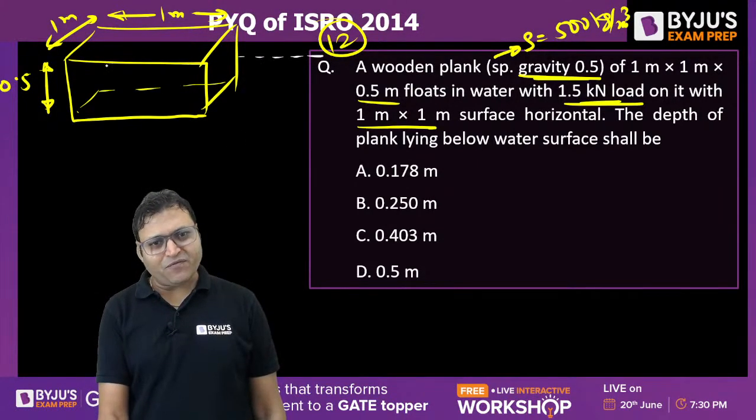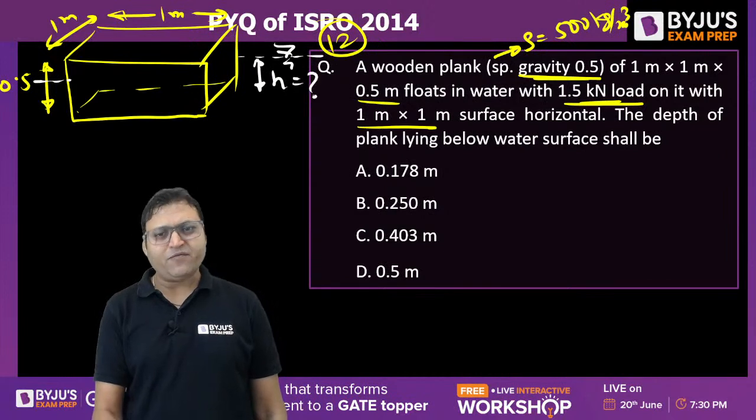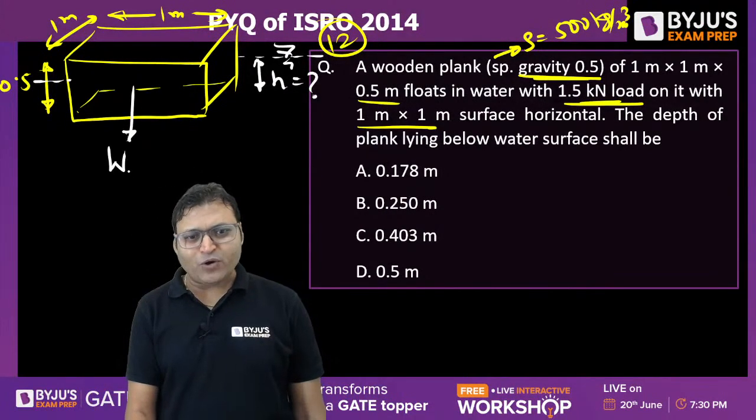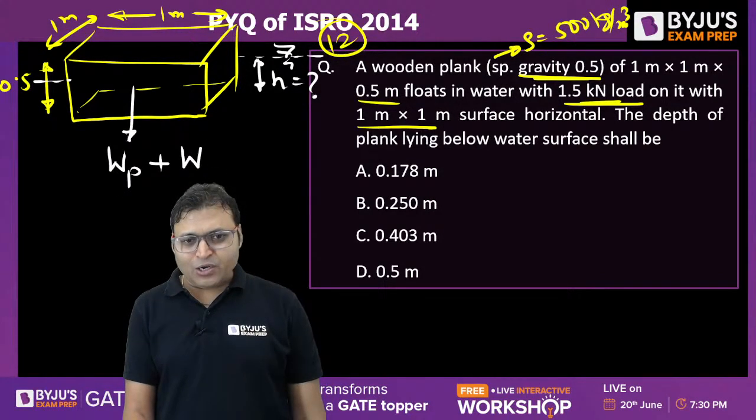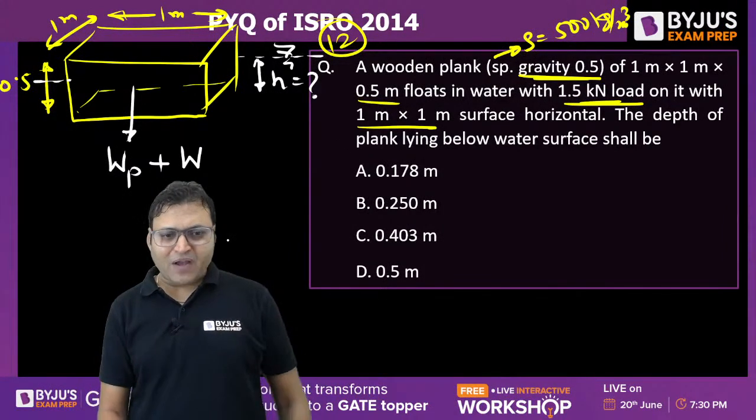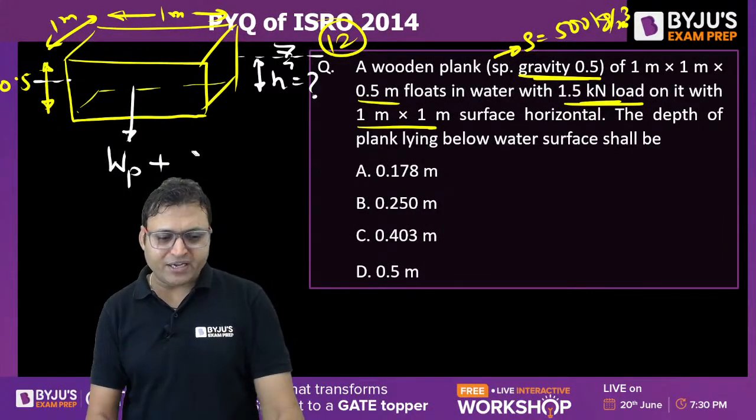Let me assume the free surface to be like this. This is the free surface. Let me call this depth H. We need to find the value of H. So the weight of the wooden plank is acting in the downward direction, plus the load of 1.5 kilonewton is also acting in the downward direction, isn't it?